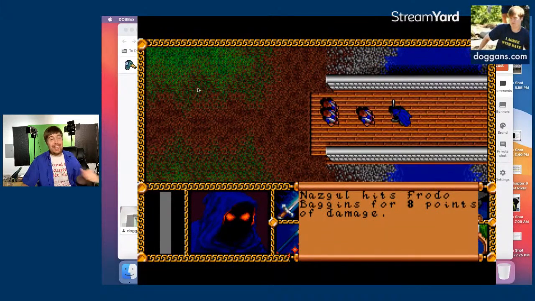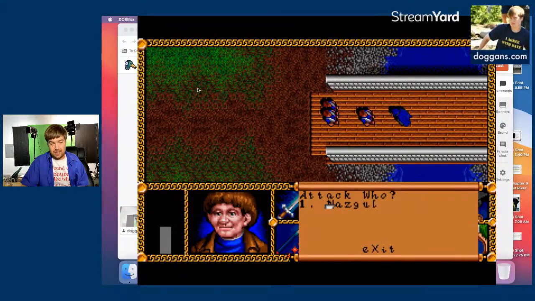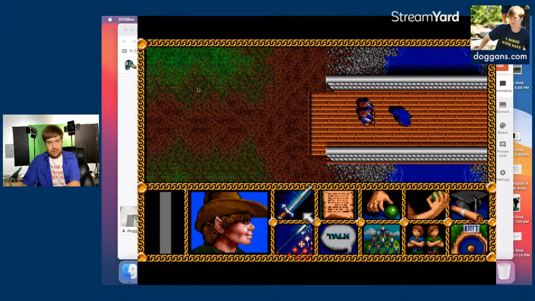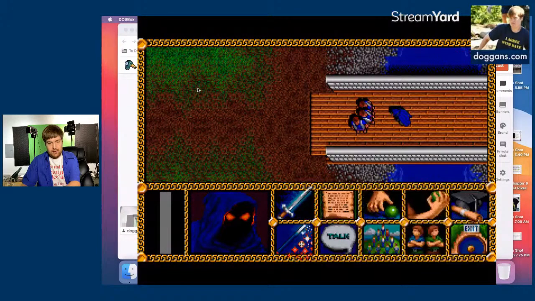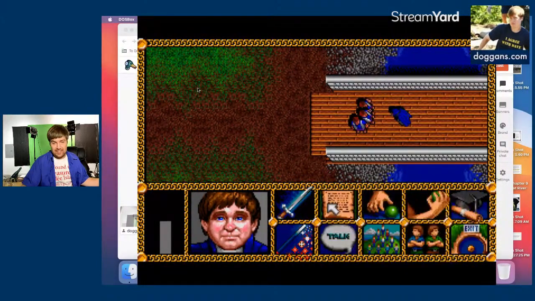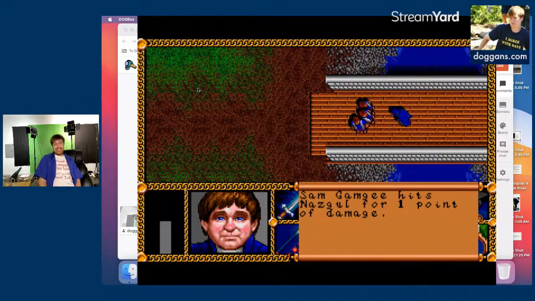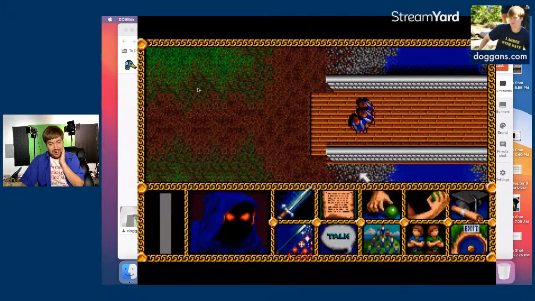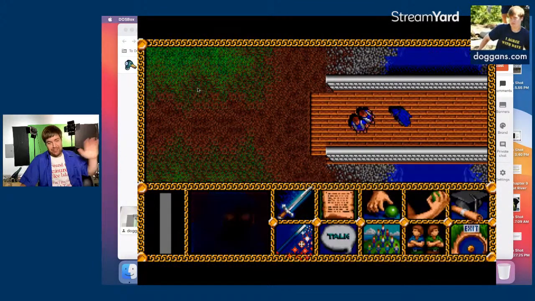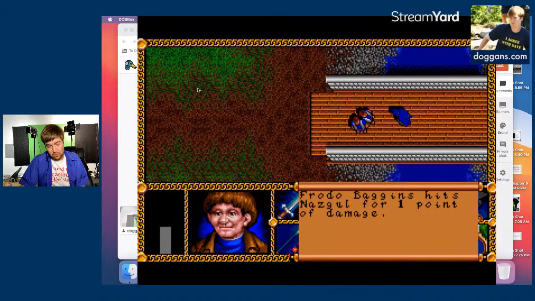Nazgul hits Frodo Baggins for 8 points of damage. Does no damage. Frodo swings and misses Nazgul. Sam with his bare fist got a point of damage when Frodo couldn't get one with the torch, because Sam is the strongest hobbit. And now Sam is dead. The Nazgul was like, what the fuck? You took a bit of damage from me, so now you're just a goner. 1 point of damage.